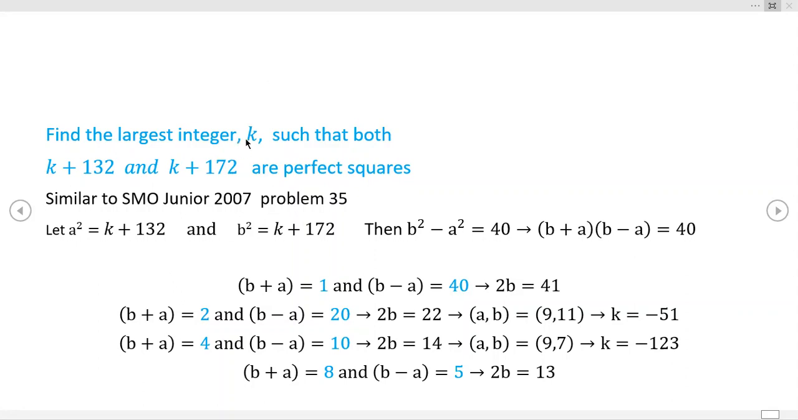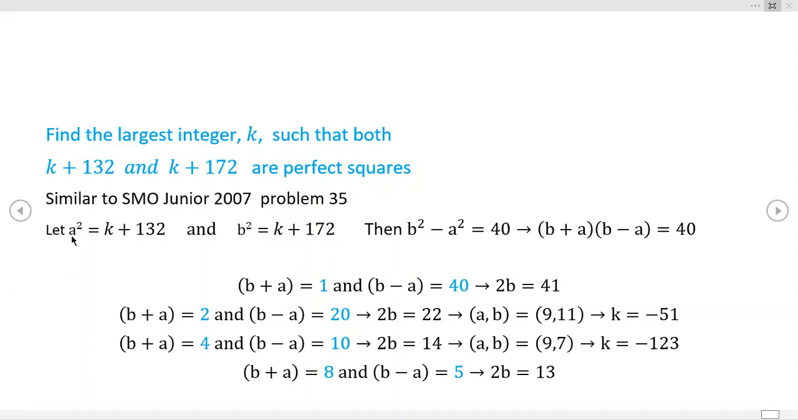And again, it'd be tempting to think that your k is going to be a positive number, but that's not necessarily the case, and this problem will illustrate that. Now, what we do is we just go ahead and set k plus 132 equal to a perfect square, a squared, and then k plus 172 equal to a perfect square, b squared. So we're forcing the conditions.